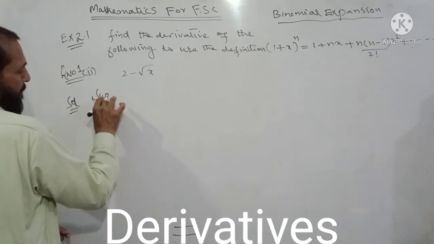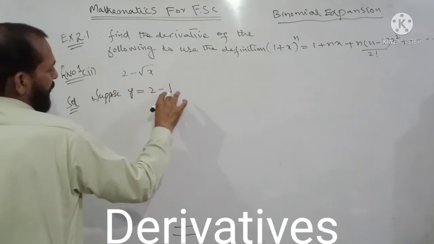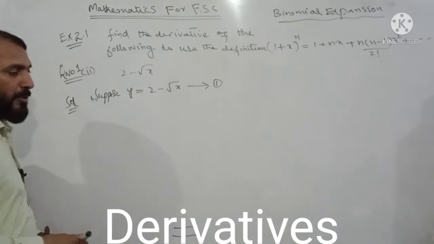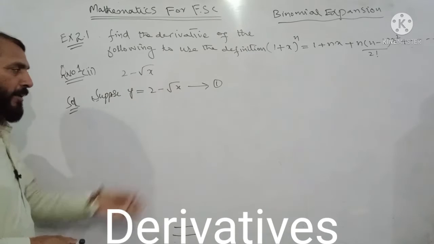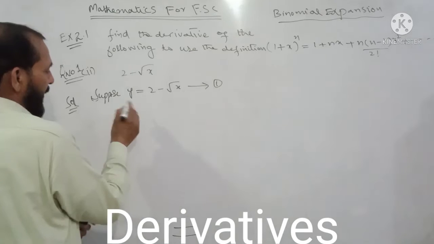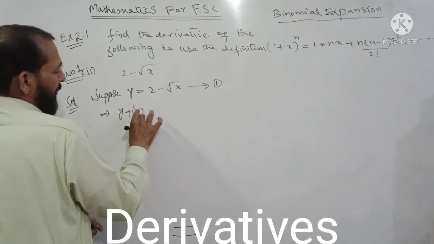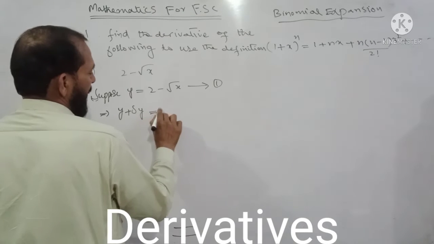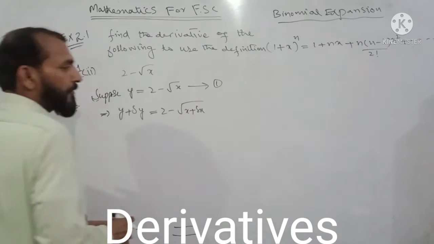Suppose y is equal to this, and we can write it as equation 1. Here the variable y is on one side and the variable x on the other. The first step is that we have to change y into del y and x into del x. This is our first step.